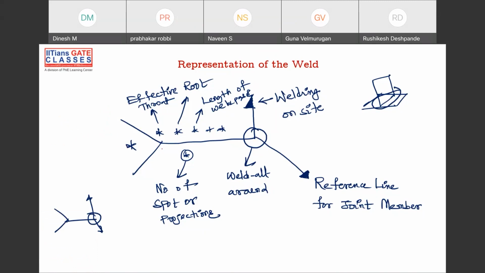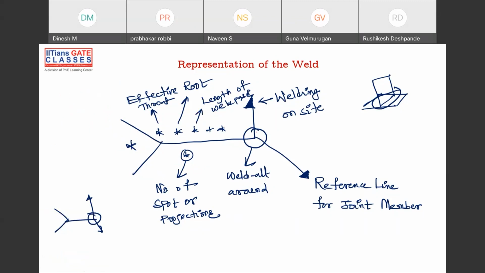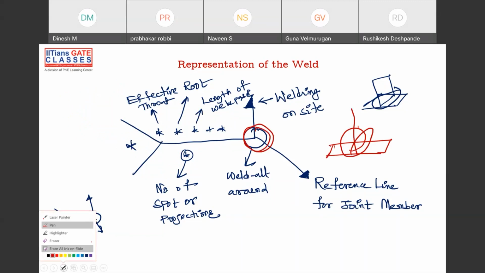Let's see. Here they'll be mentioning some values. Here they'll say how many spots you have to do. What is the effective throat? If you're doing this kind of welding, this is your throat, right? Then the length of the weld, or length of the pass, all the specifications are put there. And this circle means you have to weld all around, like if you are putting a plate like this, you have to weld all around.